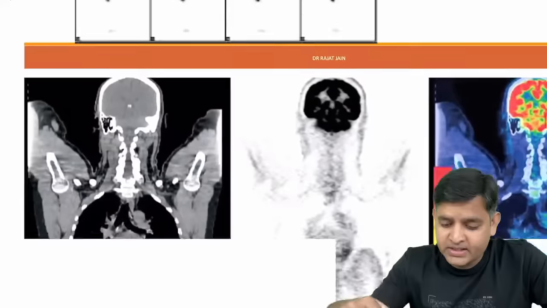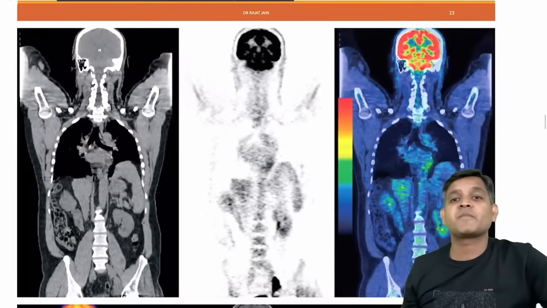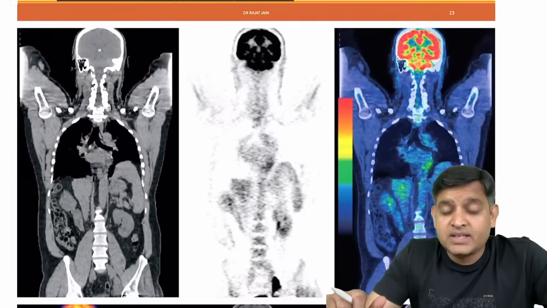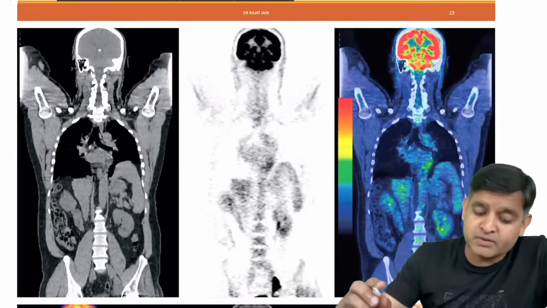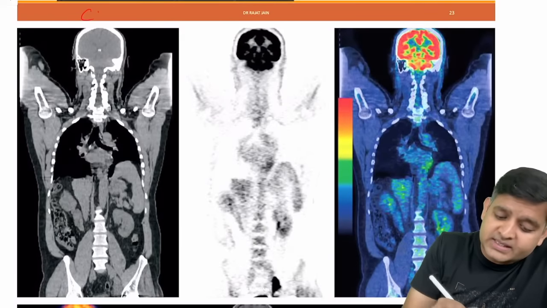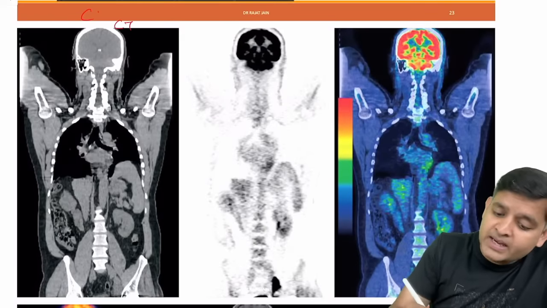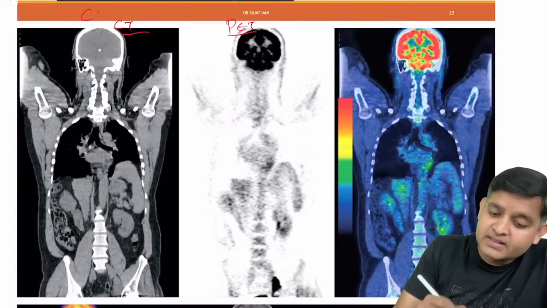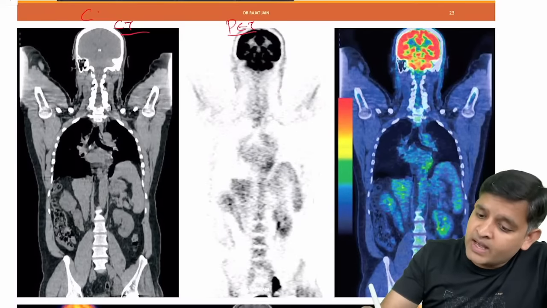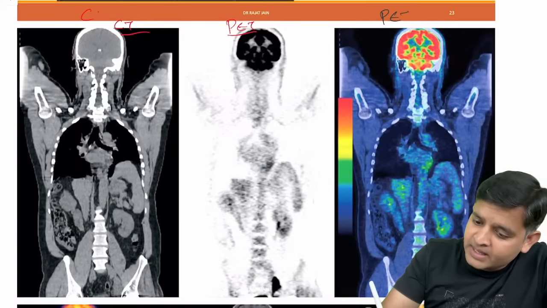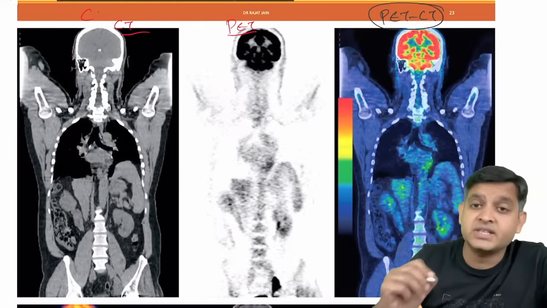Now, let's see this image. What do we see here? What are these images? These are hybrid images. What do you mean by hybrid images? CT scan is combined with the PET scan. And now I have got a hybrid, and this hybrid is called PET CT.